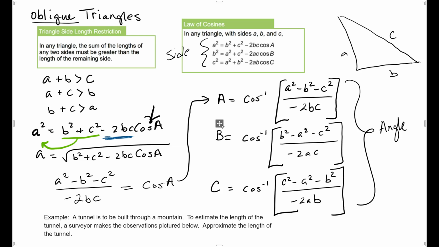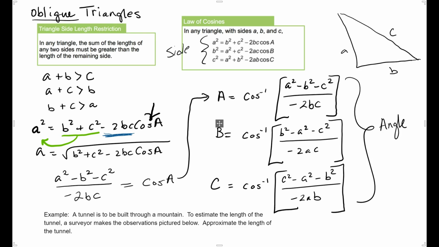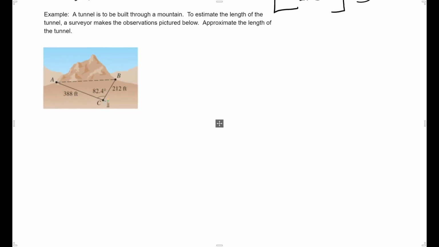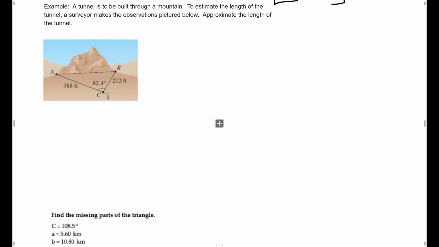So let's go ahead and take a look at an example. And this is a really good example. It's a classic example of what you might see on an assignment somewhere regarding the law of cosines. It says a tunnel is to be built through a mountain. So we're looking at that tunnel, and I'm going to highlight it right here. There's the tunnel. To estimate the length of the tunnel, a surveyor makes observations pictured below. Approximate the length of the tunnel.